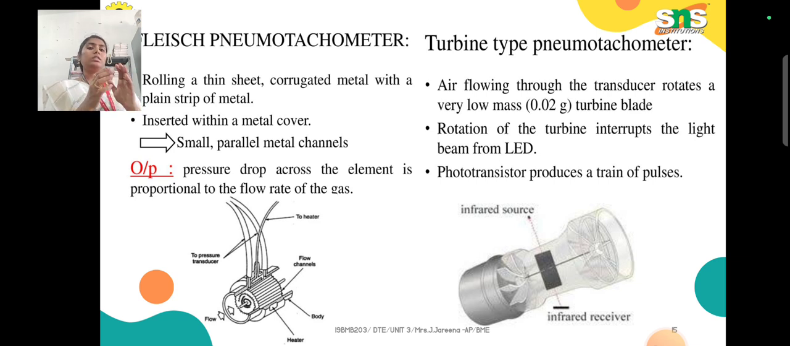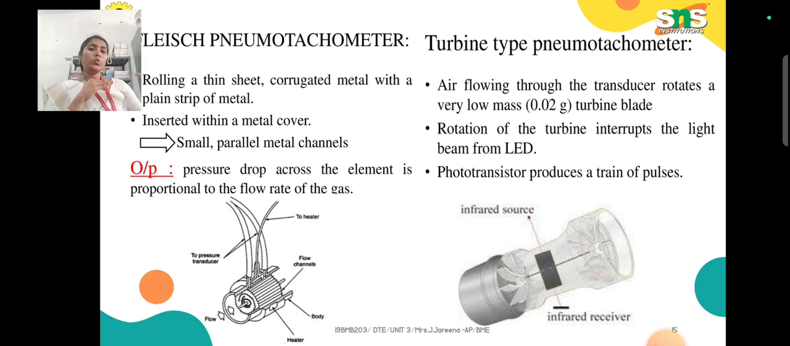In the upper side there is an LED light, and in the downside we have a phototransistor. In between these two we have the turbine blade. When the turbine blade is at the resting position, all the light emitted by the LED falls on the phototransistor, so we have a steady train of pulses.